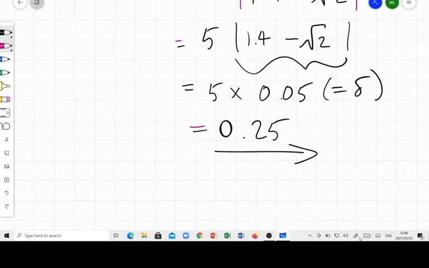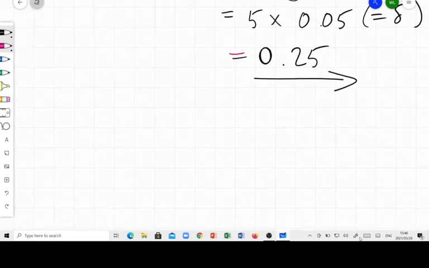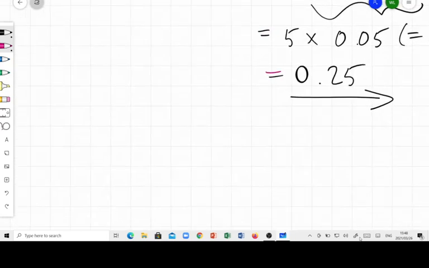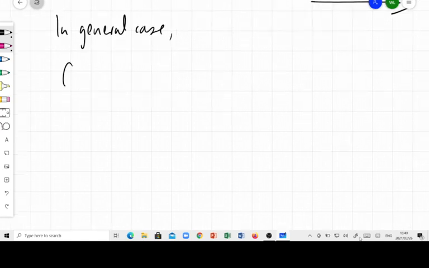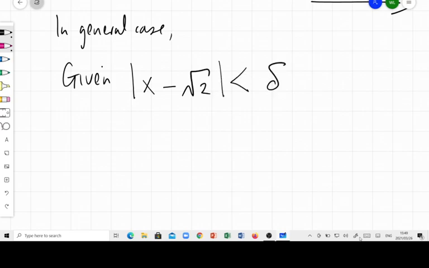Okay? So notice that in the general case, let's bring some letters in. Okay, so now the next question is, in the general case, where we have, so the general case is that given, I know that this x deviates from square root of 2 at most by delta. So this x is playing the role of my 1.4, okay?